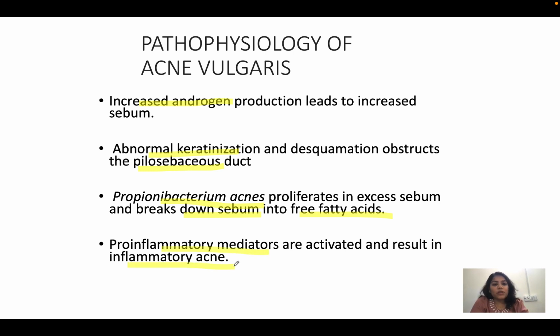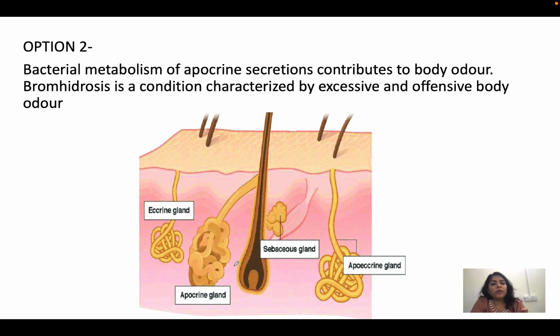The second option was bacterial metabolization of apocrine secretion contributing to body odor. So you see, other than the sebaceous glands, there are 2 other types of sweat glands. You have apocrine glands, you have eccrine glands, and there is a specialized another type which is the apoecrine gland. So bromhidrosis is a condition characterized by excessive and offensive odor due to the excess of apocrine secretion.